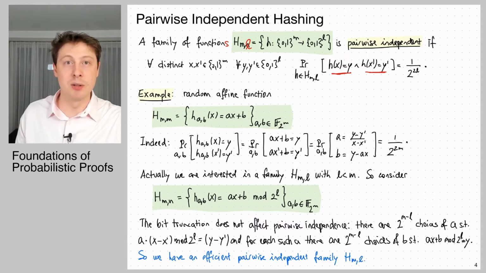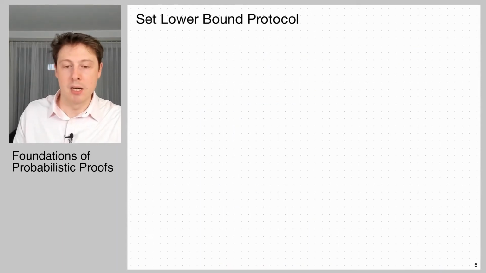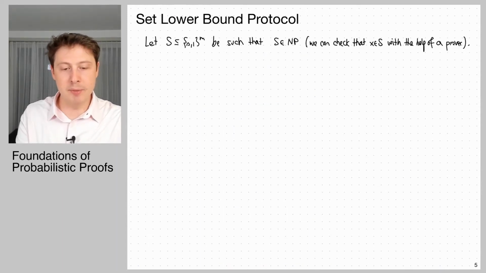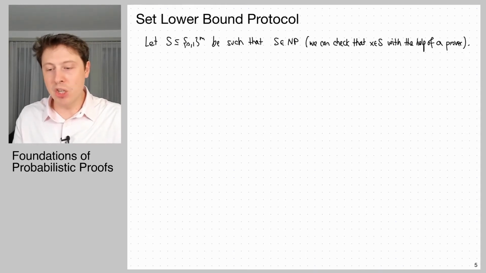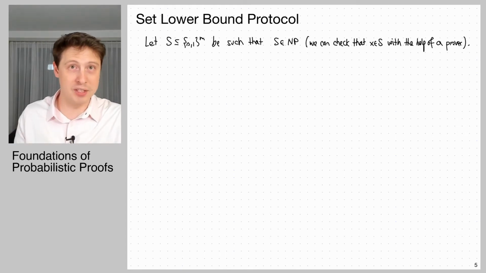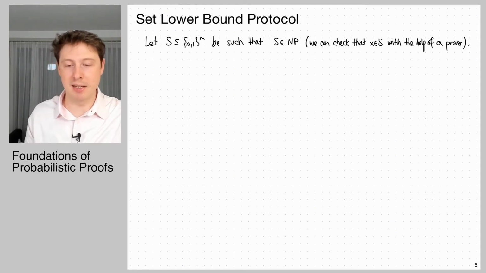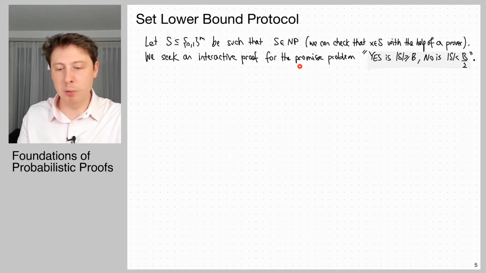Okay, so this is just a tool, and we're now going to use it to construct a set lower bound protocol. So in the abstract, we have some set S of m-bit elements. And this set is in NP in the sense that we can check that X is in S with the help of a prover. It can just give us some short proof certifying that some X really is in S.